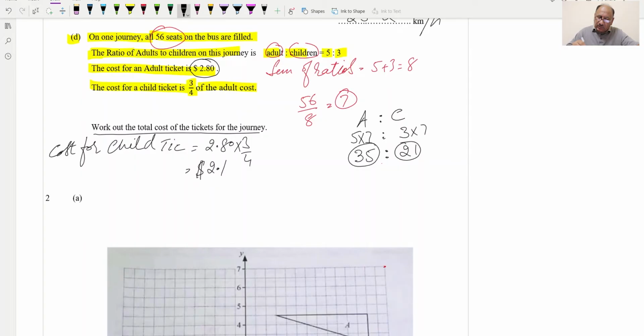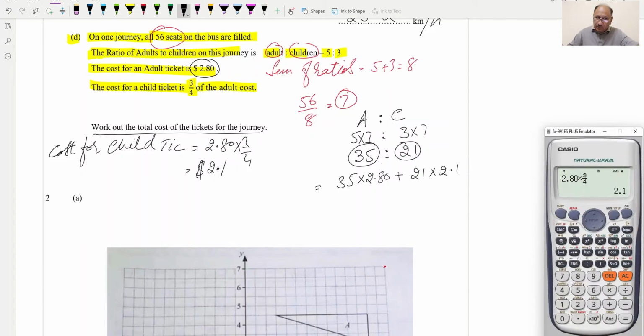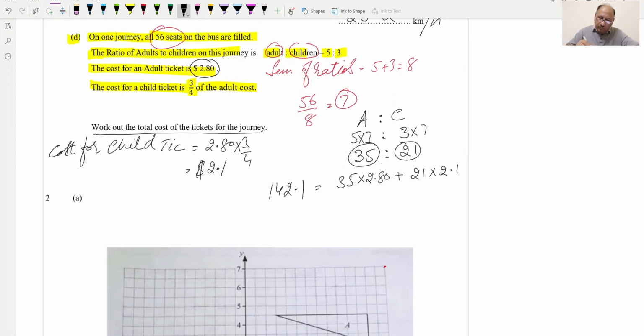So now we can check the cost. So 35 will be multiplied by 2.80, plus this will be 21, which is child tickets, multiplied by 2.10. We can write 35 into 2.80 plus 21 multiplied by 2.1, and this is equal to 142.1. This will be in dollars, and this is basically the answer.